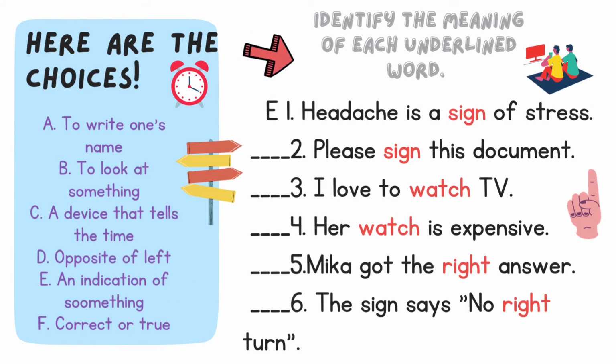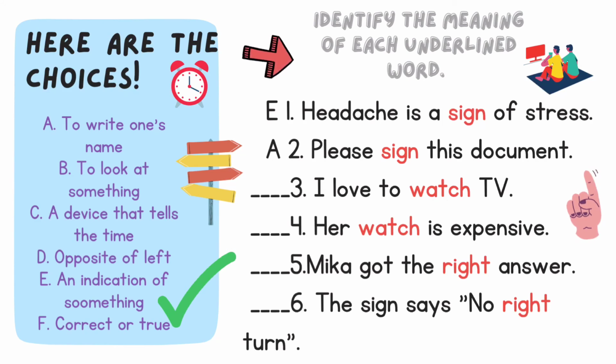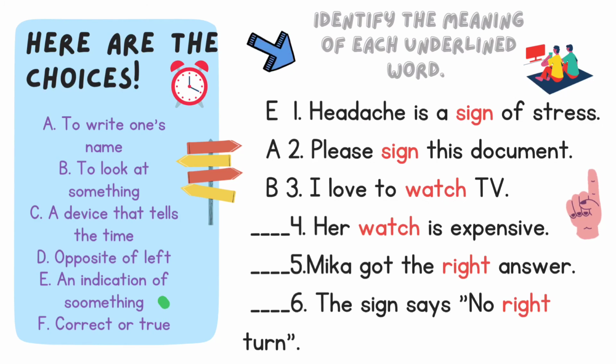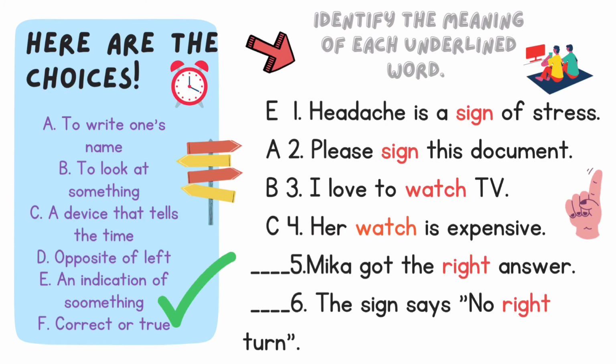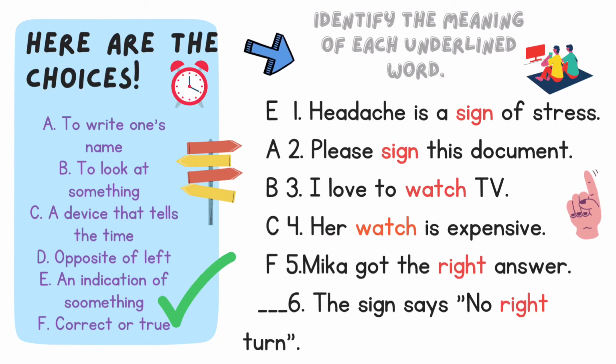Here are the answers. Number 1. An indication of something. Number 2. A. To write one's name. Number 3. B. To look at something. 4. C. A device that tells the time. 5. F. Correct or true. Number 6. D. Opposite of left. Did you get them all correct?